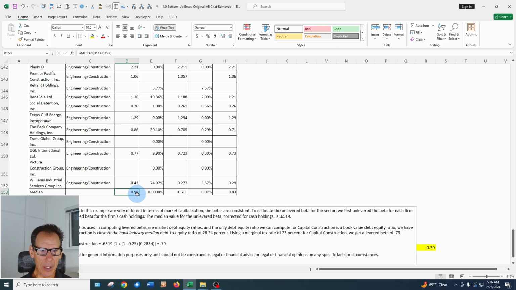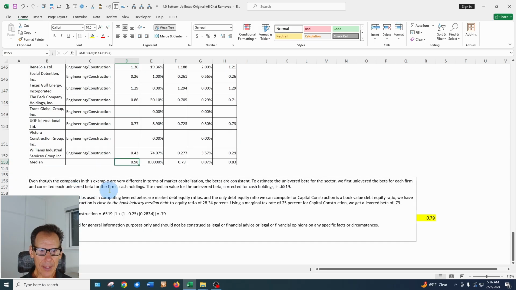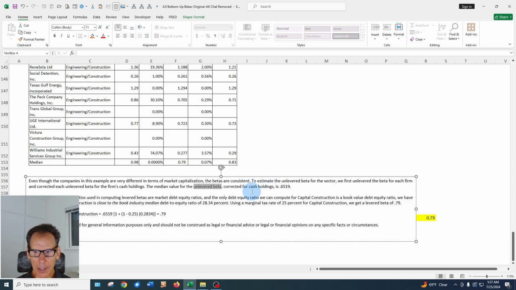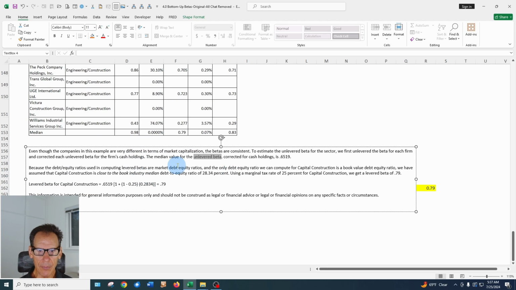Even though the companies in this example are very different in terms of market cap, the betas are consistent. To estimate the unlevered beta for the sector, we first unlevered the beta for each firm and corrected each unlevered beta for the firm's cash holdings. The median value for the unlevered beta corrected for cash is 0.6519. I'm thinking, okay, that's the unlevered beta.